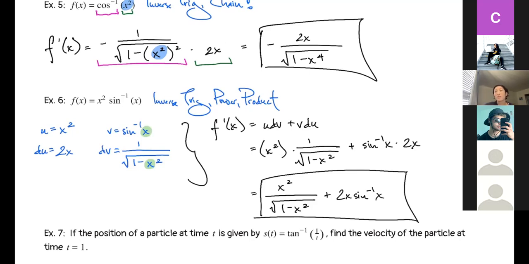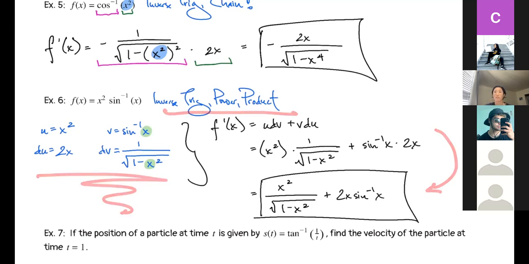Again, really, truly don't worry about the simplification, okay? I think it's more important that you show me you know the rules, you know how to apply them, and you can get to some sort of solution, okay?